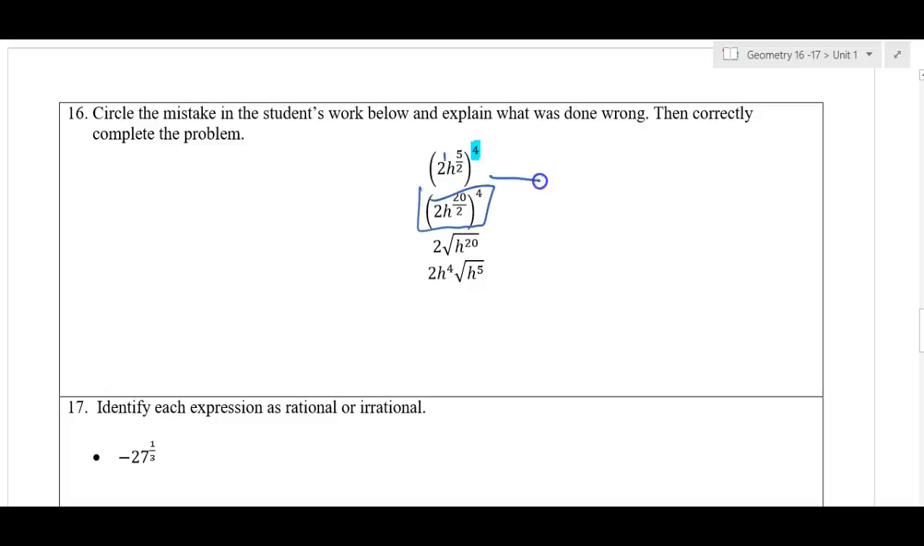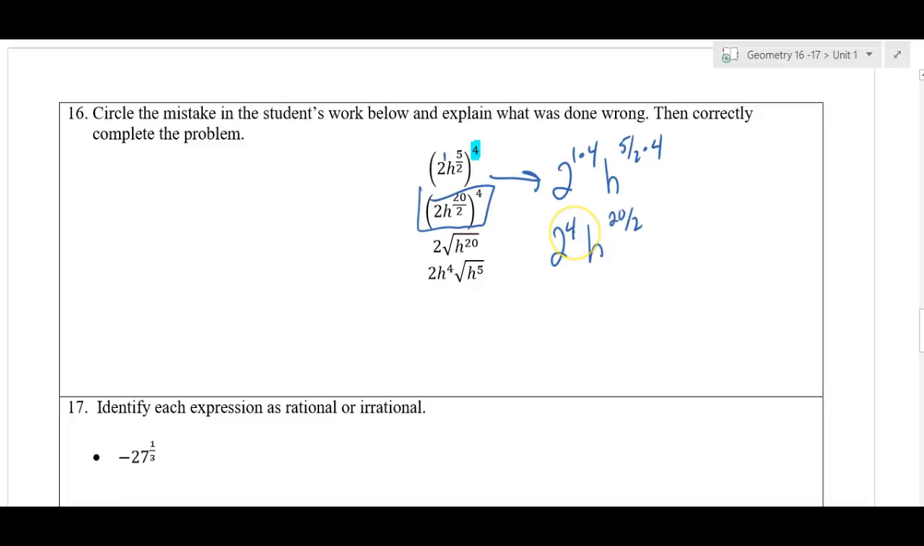So what they should have done is 2 to the 1 times 4 and h to the 5 over 2 times 4. This is the step they didn't show. 1 times 4 is 4. And then when I multiply fractions, 5 over 2 times 4, what I'm really doing is 5 times 4, which is 20, over 2. Now I'm going to simplify these.